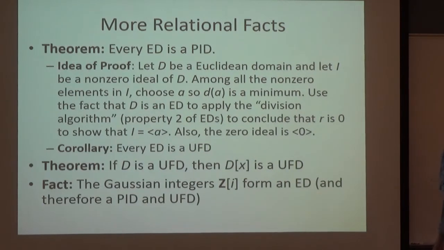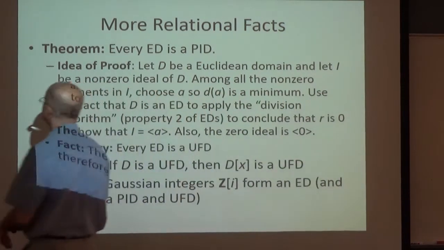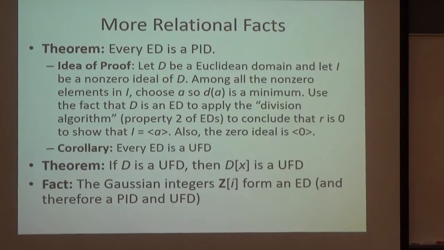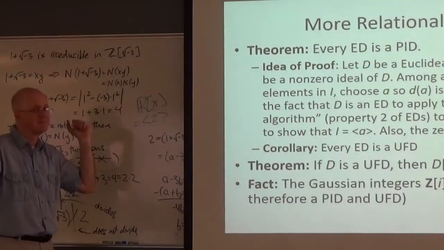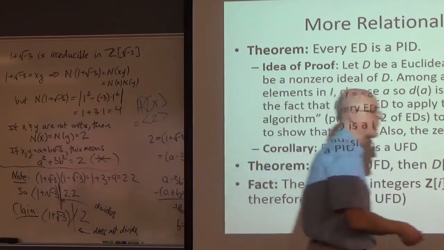But remember, Z adjoined the square root of -5, for example, and this one, Z adjoined the square root of -3, are not UFDs, actually. And so they're not PIDs or EDs either. Okay, that's a very quick summary.